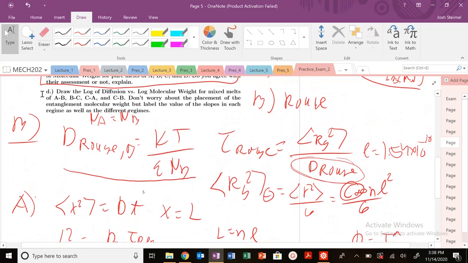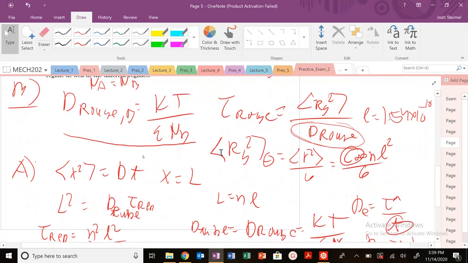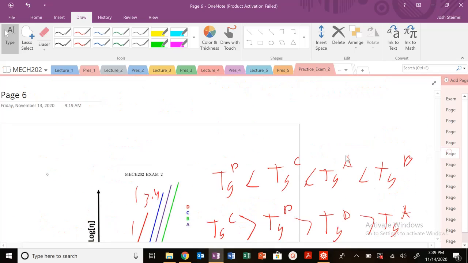So let's see. Draw the log of diffusion versus molecular weight for the mixed melts of AB, BC, CA, and CB. Don't worry about the placements of each of the molecular entanglement weights, but label the value of the slopes in each of the regimes as well as the different regimes. All right, so we need AB, BC, CA, CB. So let's go ahead and write those down.